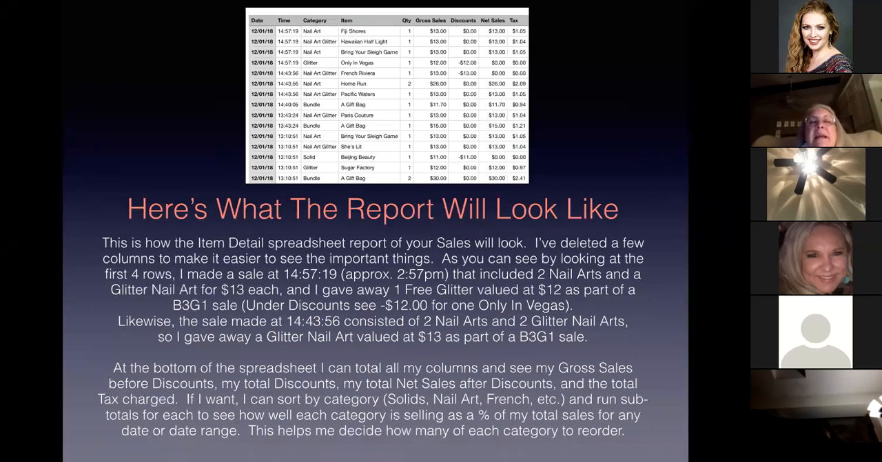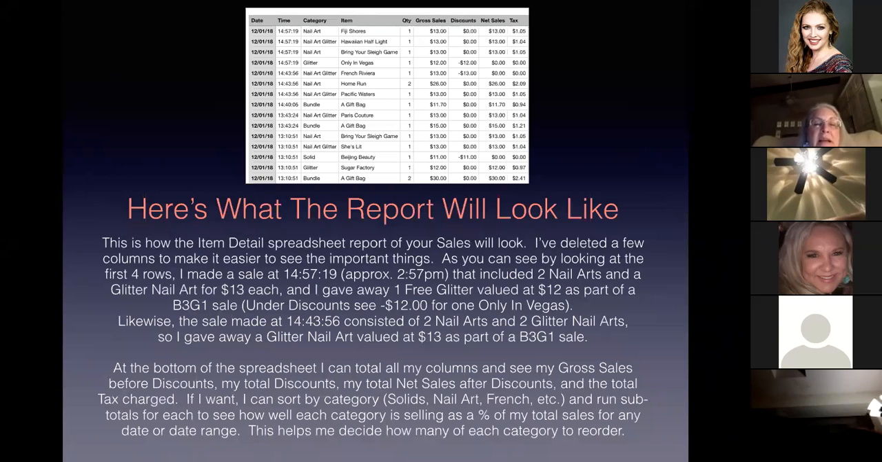Okay, so I can turn that report upside down and sideways through sorting to see, do I want to run it by design name? Do I want to run it by category? How do I want to run that to see what's going on? Am I giving away more glitters? Am I giving away more solids? I can get an idea over time, or I can look at the micro view, which says, in this particular sale, I gave away one free glitter valued at $12 as part of that buy three, get one sale.